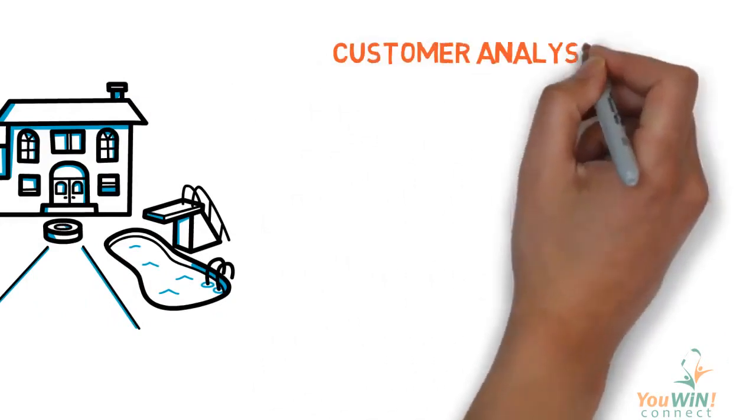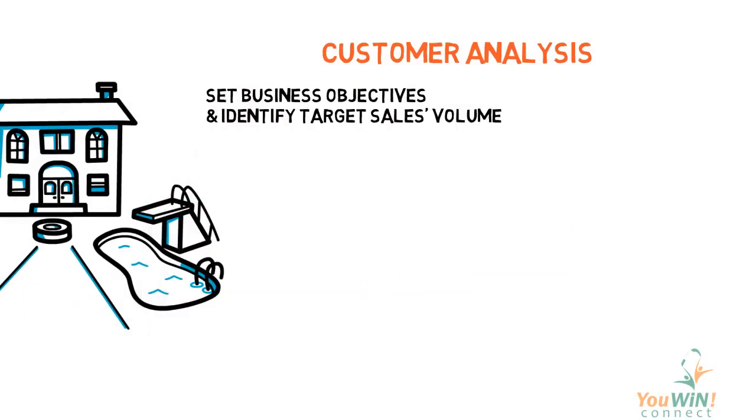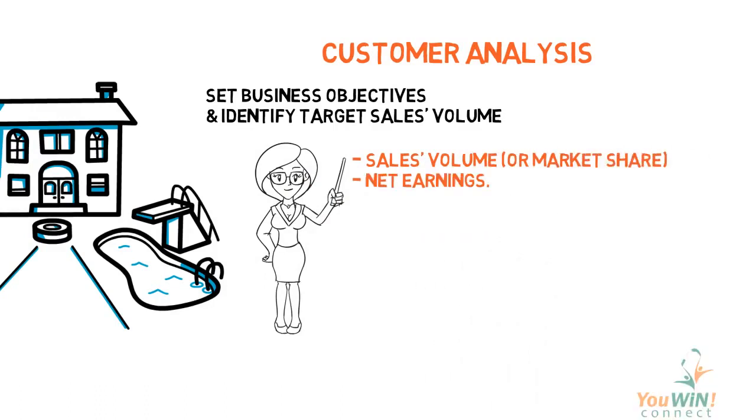So, customer analysis, what does it help us to do? It helps us to set objectives and identify our target sales volumes. The two most common objectives of an enterprise are sales volume or market share, and net earnings, which in other parlance is called profits. The two objectives are, however, not mutually exclusive. A company can work towards both objectives at the same time. However, it should prioritize them.